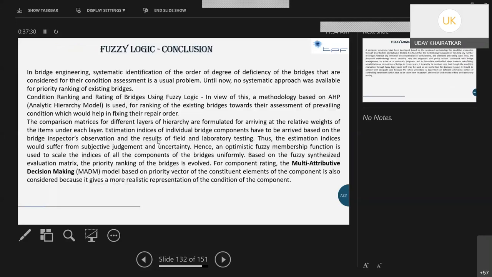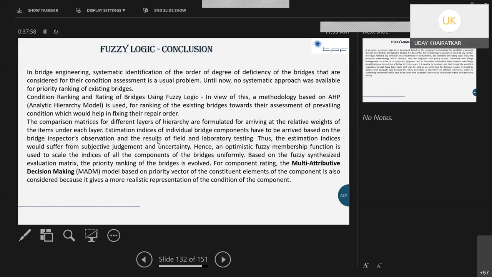In bridge engineering, systematic identification of the order of the degree of deficiency of bridges that are considered for their condition assessment is a usual problem. Until now, no systematic approach was available for priority ranking of existing bridges. Condition ranking and rating of bridges using fuzzy logic: in view of this, a methodology based on the analytic hierarchy model is used for ranking of the existing bridges towards their assessment of prevailing conditions, which would help in fixing their repair order.